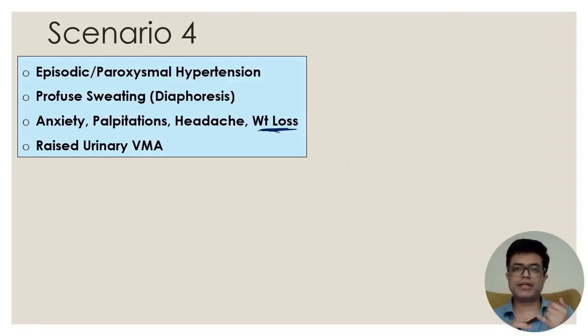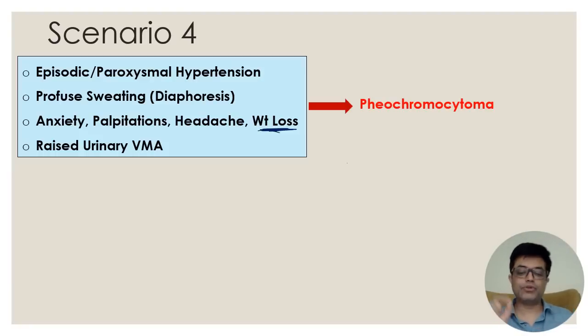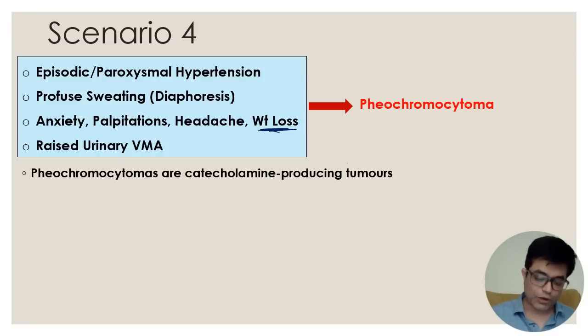So there is episodic hypertension, no suggestion of increased aldosterone, and there is increased VMA, which means the catecholamines are getting produced in more amounts. So this is a patient where you should suspect pheochromocytoma. Very, very important. Pheochromocytomas will present like this. So look at the keywords. What are pheochromocytomas? They are catecholamine producing tumors. Most common site for pheochromocytoma is adrenal medulla. Vast majority of them occur in adrenal medulla.